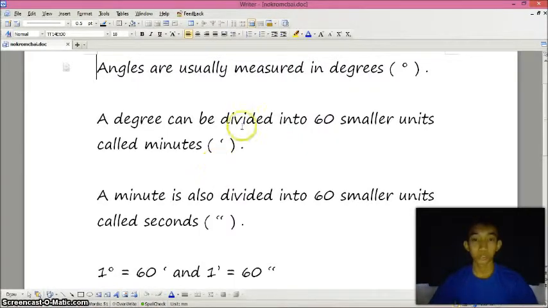Okay, angles are usually measured in degrees. This is the symbol for degrees. A degree can be divided into 60 smaller units called minutes. This is the symbol for minutes, an apostrophe. And a minute is also divided into 60 smaller units called seconds, a double apostrophe. So 1 degree is equal to 60 minutes and 1 minute is equal to 60 seconds.